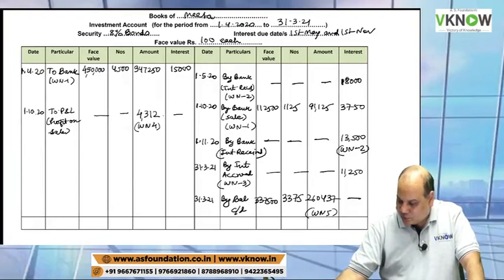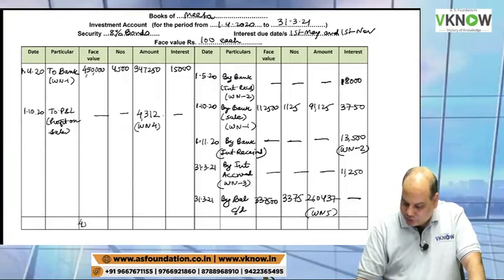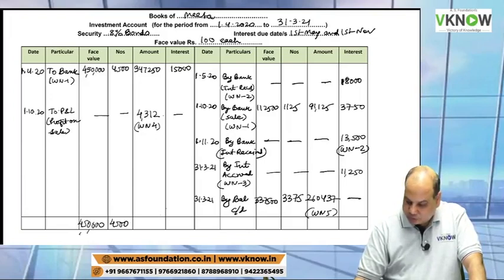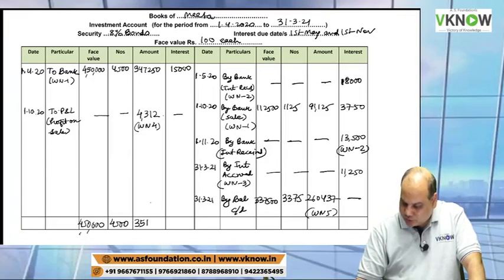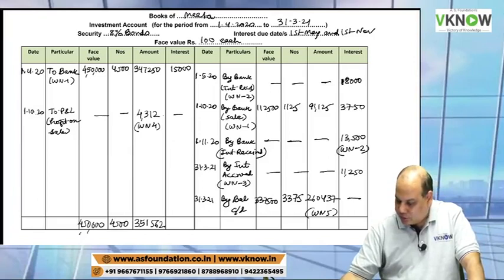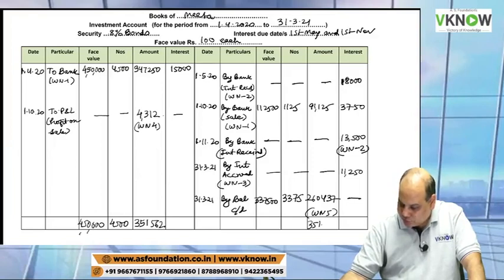So this completes your answer. Just tell me whether all columns are tallying. This completes only the bonds part. This comes to 351,562. Yes, it is tallying. 351,562.